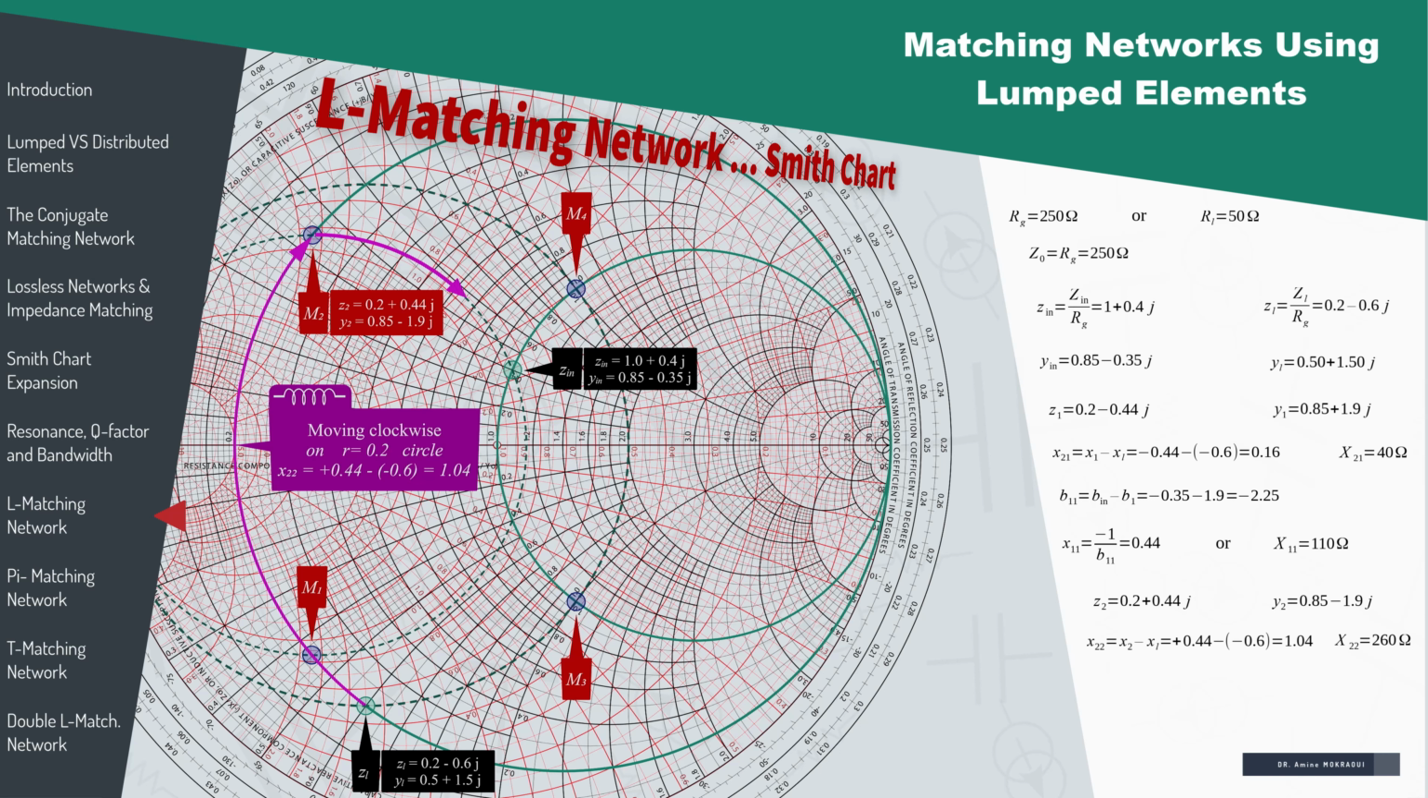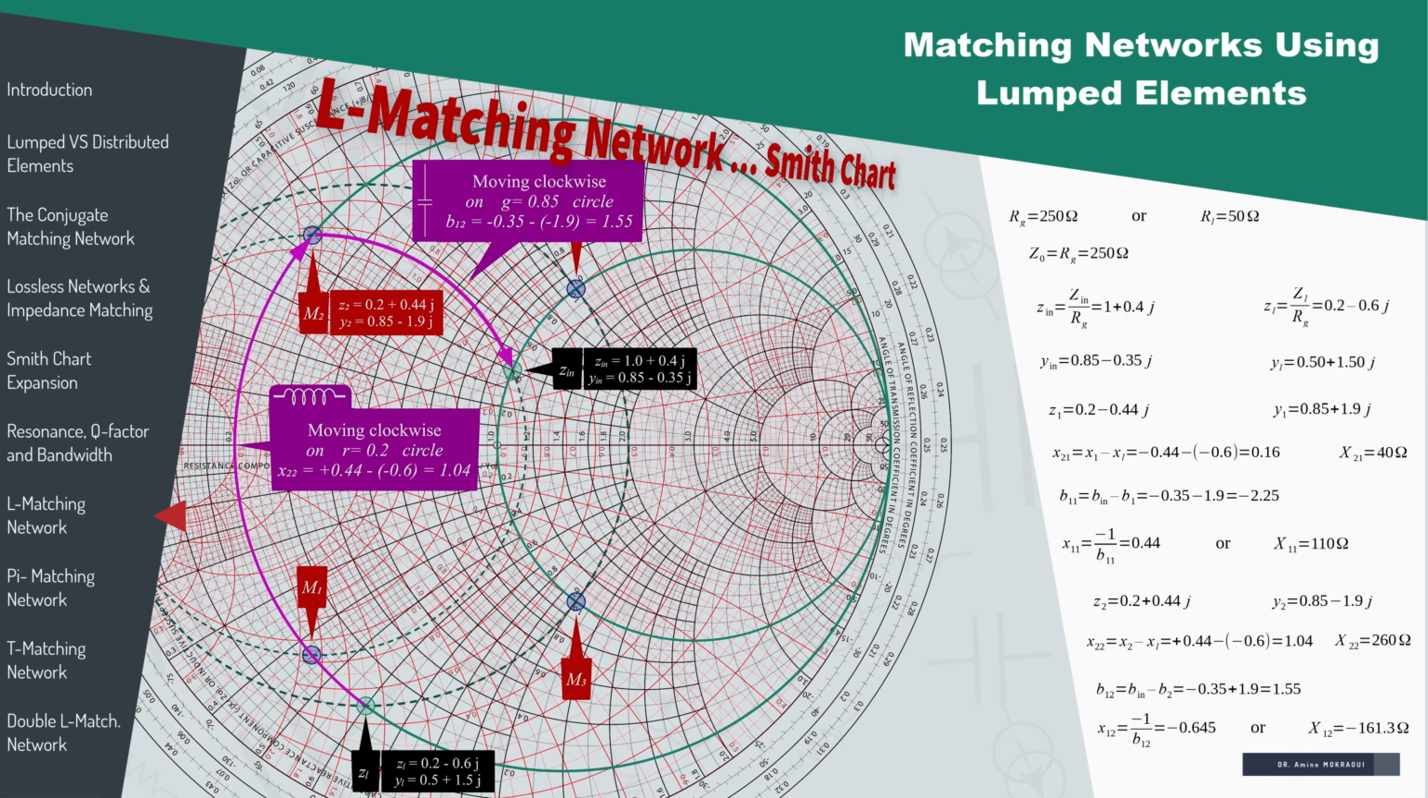From Z2, we move towards Zin on the G equals 0.85 circle in the clockwise direction. Thus, we are adding a capacitor whose susceptance is B12 equals 1.55. It corresponds to a reactance X12 equals minus 1 over B12, which is equal to minus 0.645. The corresponding uppercase reactance is X12 equals minus 161.3 ohm. In the next steps, we will determine the reverse L matching solutions.